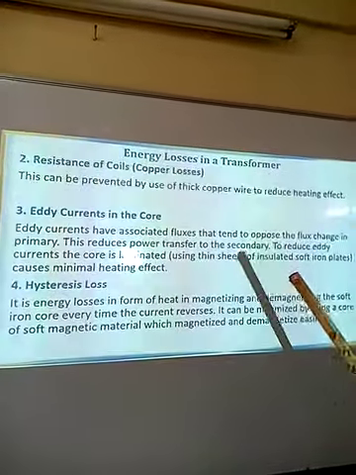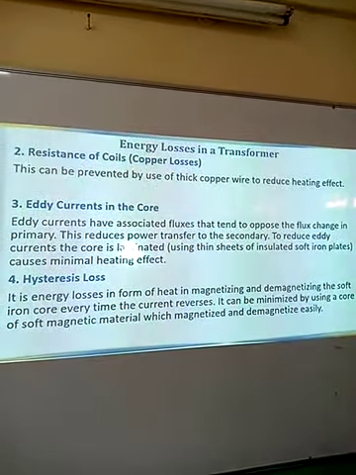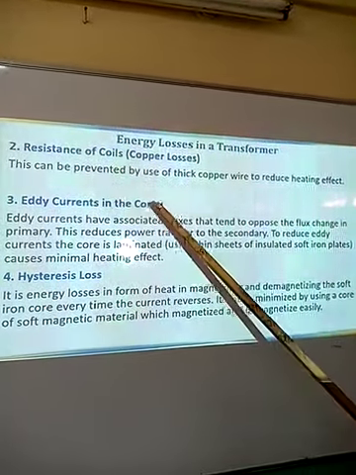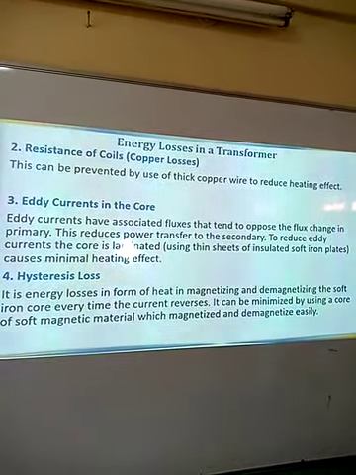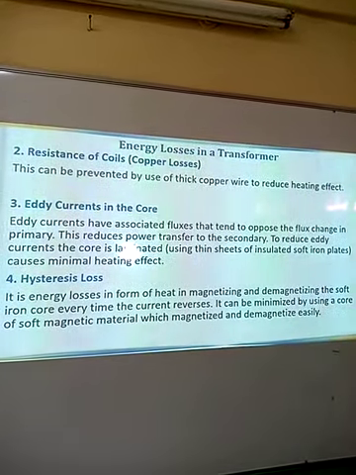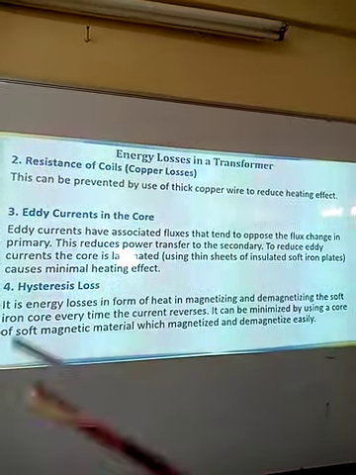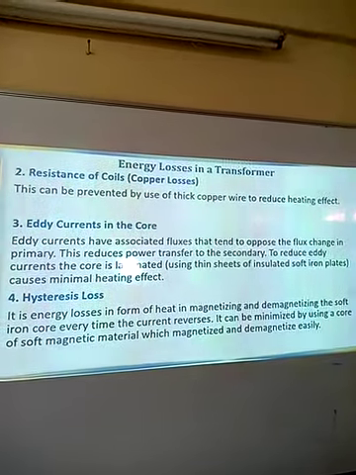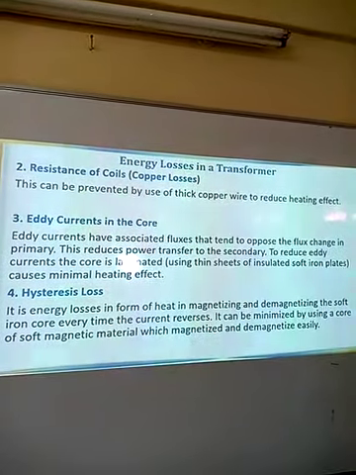leakage is effectively solved. Then we have another energy loss, that is the resistance of the coil, which is also known as the copper losses. This is prevented by use of thick copper wires. Thick copper wires reduce the resistance and hence reduce the heating effect within the transformer. Then we have the eddy currents in the core. Then the fourth one is the hysteresis loss. This is the loss of energy in the process of transmission from the primary coil to the secondary coil.